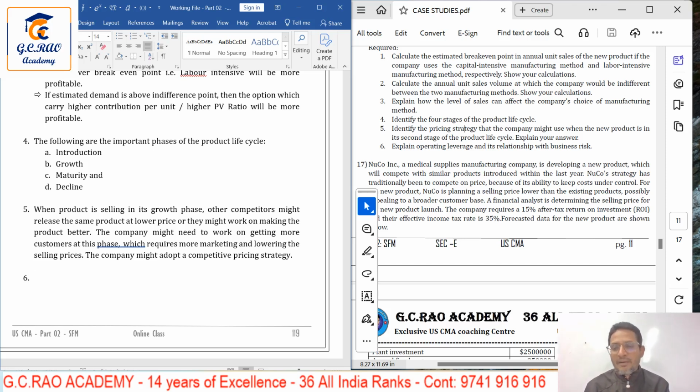Explain operating leverage and its relationship with business risk. Degree of operating leverage, recollect your Section A. It measures the ability of the entity to recover its fixed cost. If you are able to recover fixed cost, you are profit making. If you are unable to recover, you are loss making. The risk attached with recovery of fixed cost. So record point number 6.